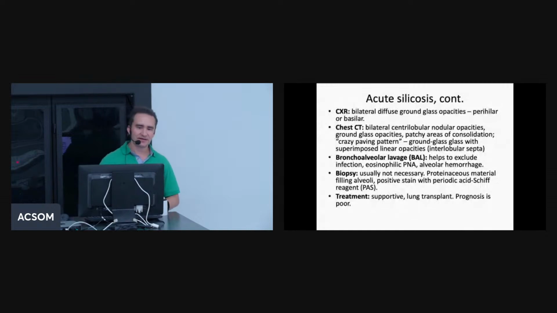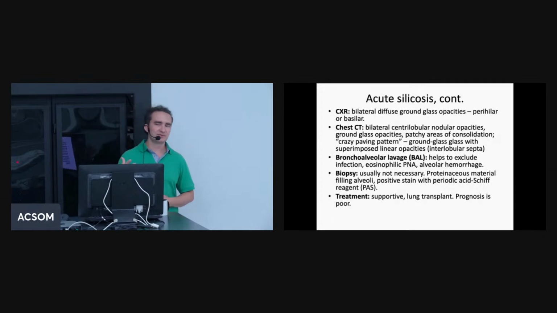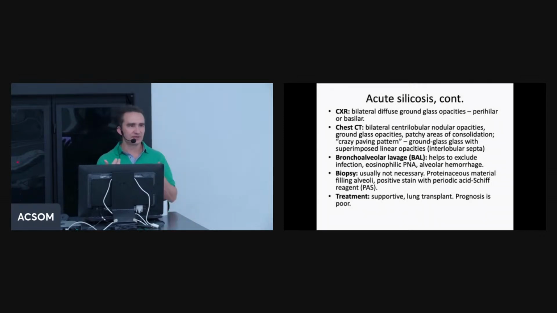So on the X-ray, as on the previous chest X-ray, you'll see... actually, no, this is different. This is acute silicosis. So you'll see bilateral diffuse ground glass opacities. Ground glass means it's not dense enough to cause the whitening, and it's kind of haziness. On the chest X-ray or on the CT scan, that's what's called ground glass.